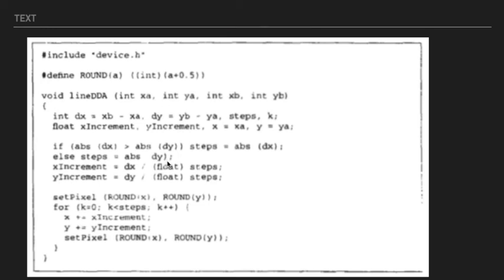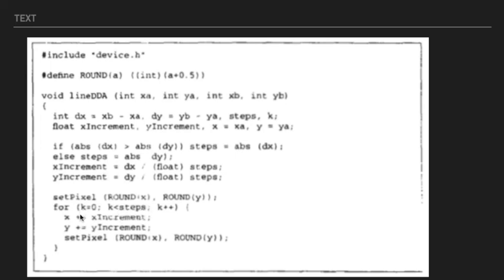Then, after finding the value of steps, you start with the pixel position xa, ya, and we determine the offset needed at each step to generate the next pixel position along the line path. That is, you find the x increment and y increment, that is, for each step, how much the values of x and y should be incremented. That is determined using the equation dx by steps for x increment and dy by steps for y increment. So this is the offset values needed at each step.